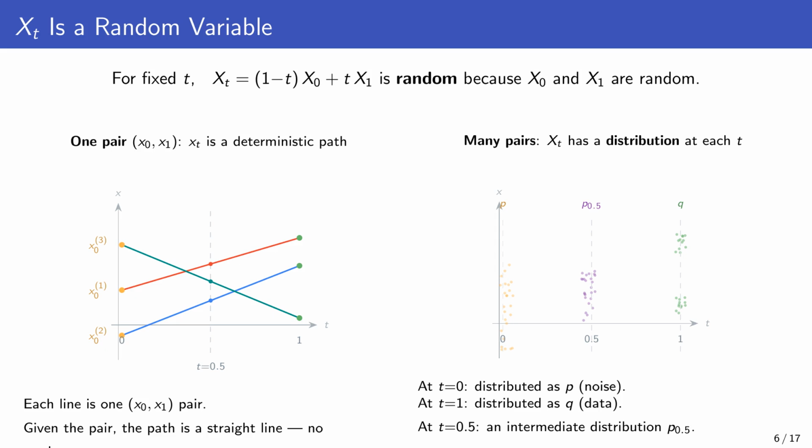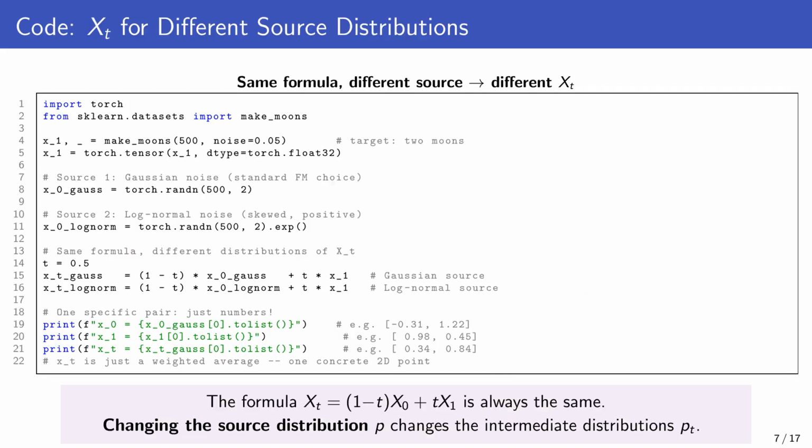If p is a Gaussian, the cloud at t equals 0 is a Gaussian blob. If p were a log normal instead, the cloud at t equals 0 would be skewed, and the intermediate distributions would look completely different. Let us see this with actual numbers in code. Here it is in code.